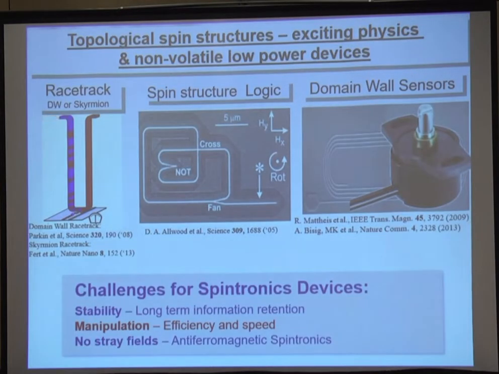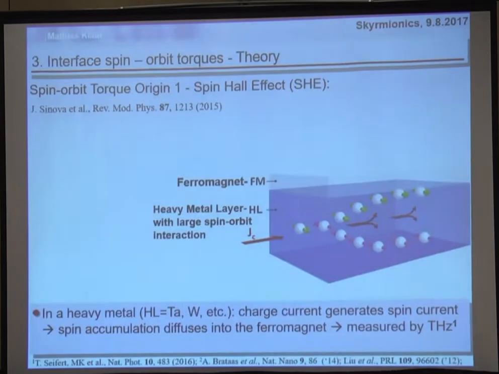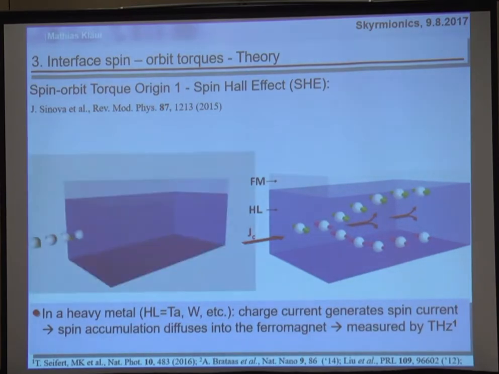So what we do for the manipulation to get high efficiency and speed is we use spin-orbit torques. The 2 origins of the spin-orbit torques that we're looking at start with the spin Hall effect. The spin Hall angle converts a longitudinal charge current into a transverse spin current. So you see here the spin-up electrons are being scattered to the top interface.